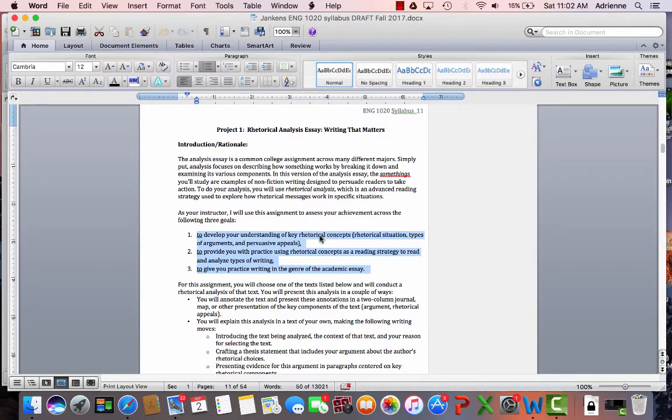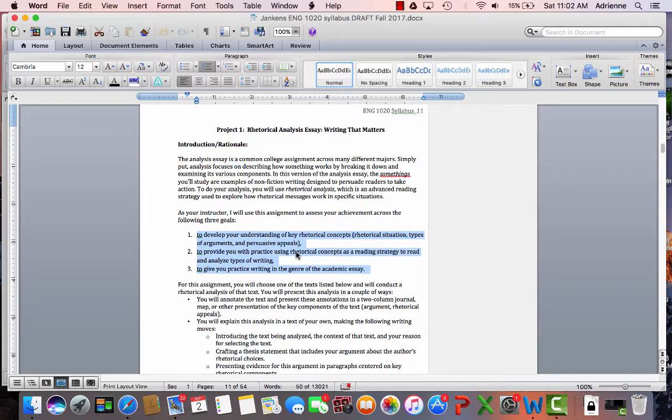One, we're going to start to get the language of rhetoric. We're going to start practicing using these terms. Rhetorical situation is a term that we already talked about this past week. We'll look at types of arguments and we'll look at persuasive appeals. And we'll start to talk about those things in others' texts so that you can begin practicing employing them in your own writing throughout the semester.